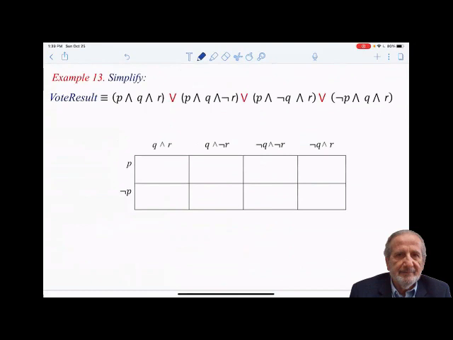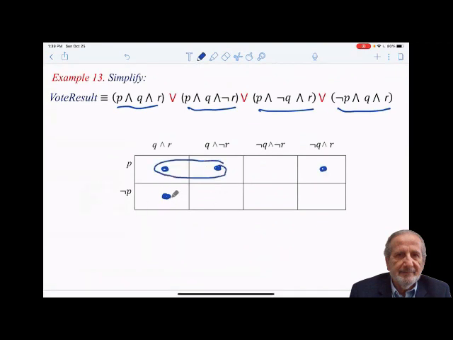Let's do this here now. P and Q and R. P and Q and not R. P not Q R. Not P Q R right here. Now when you look at it, this term here, the only way to reduce it, you have to take it with this. You don't have any other option. So you have to take these two.